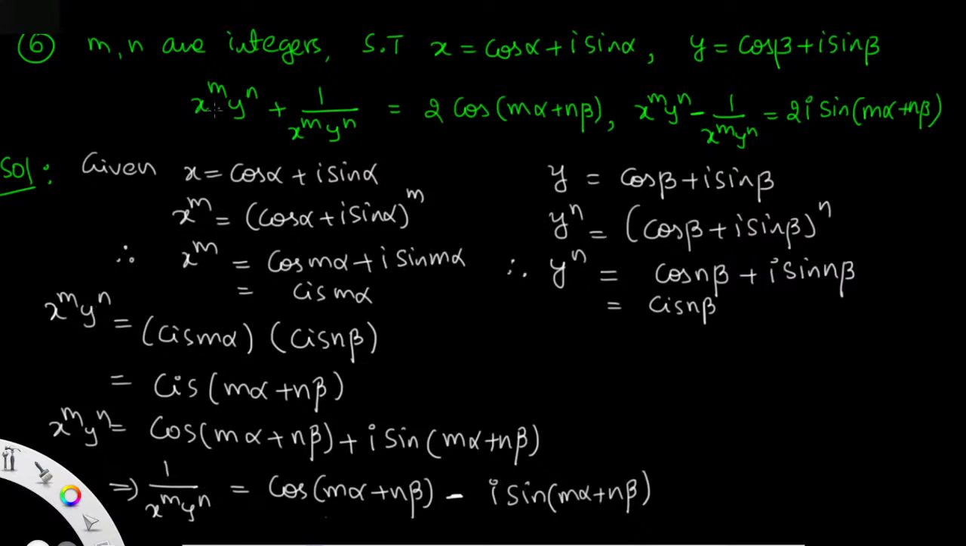So in the question, x power m into y power n is cis m alpha into cis n beta, that is cis of m alpha plus n beta. Just expanding cis: cos m alpha plus n beta plus i sin m alpha plus n beta. Similarly, the reciprocal, 1 by x power m into y power n, we write by just replacing the sign with minus. That's all. Then by adding these expressions, we get this. So write as in the next page.